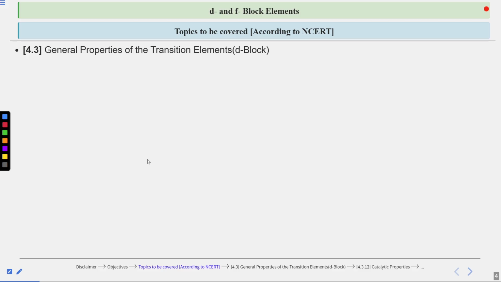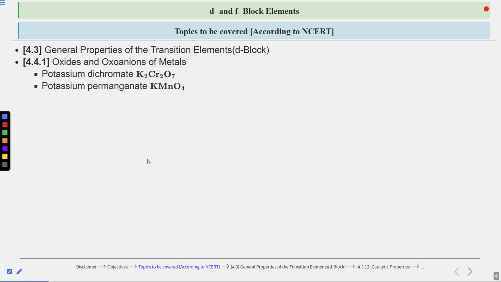The topics that we are going to cover today, according to the NCERT, are first, section 4.3, general properties of transition elements, that is D block elements. Then 4.4.1, that is oxides and oxoanions of metals, in which we talk about potassium dichromate, K2Cr2O7, potassium permanganate, which is KMnO4, and lastly we will conclude with the summary.